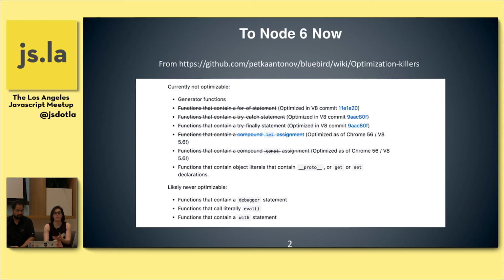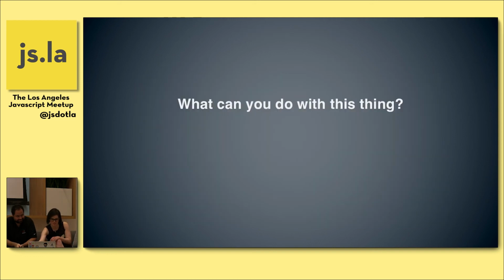And then we actually recently moved to Node 6, and if you really wanted to get into the nitty-gritty of the Node 6 benefits, the guy who did the Bluebird library has an optimization killers page, and the cross-out lines are things that are no longer problems in Node 6, but that were prior. So like we had someone on our team that would scream every time you used a try-catch statement. And they probably still will, but at least we can say, hey, it's crossed out on the official page.